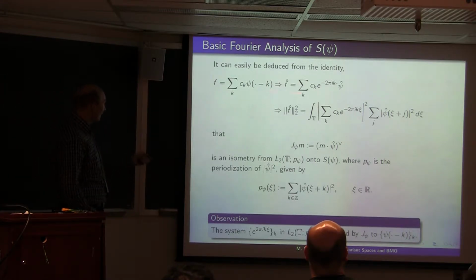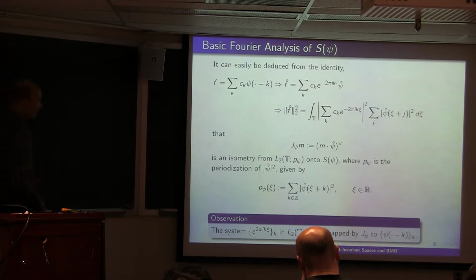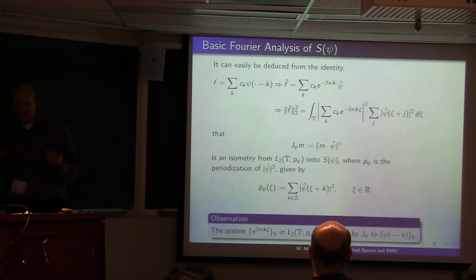So what the calculation also shows is that if you look at this map, where we take a trigonometric polynomial that is in this weighted L2 space, multiply it by the Fourier transform of the generator, and then take the inverse Fourier transform, this is an isometry, and it's going to be onto this space. So this, very simple, this is very basic.